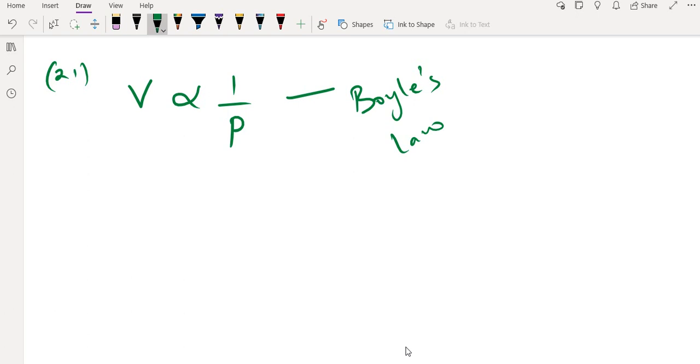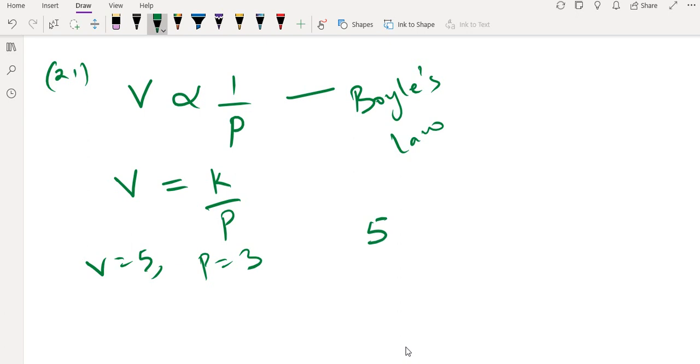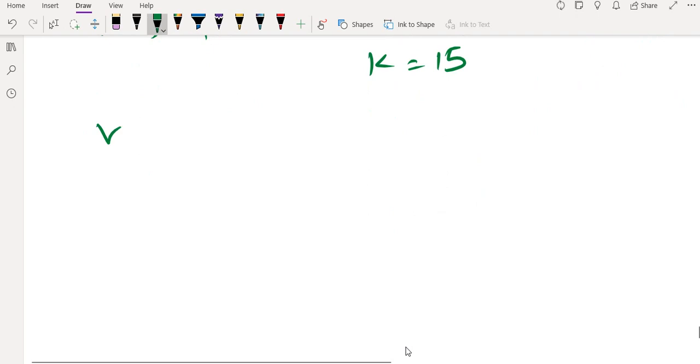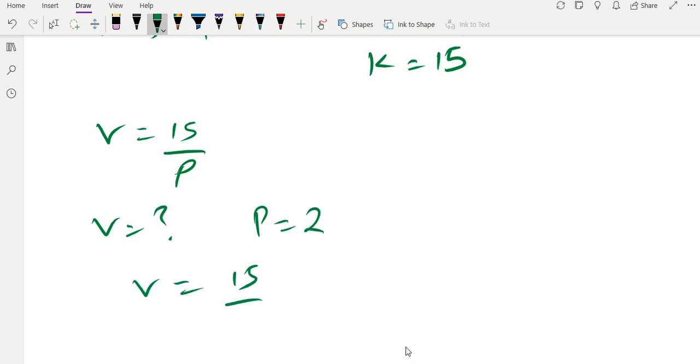Okay, so remove the proportional sign, volume becomes what? When pressure equals 3, volume gives us 5. So 5 is equal to K over 3. So what is K? K is equal to 15. So what's the relationship? V equals 15 over P. That's our relationship, law, or formula. So with this, we can now solve the question, which is to solve for V. So V now becomes 15 over what?